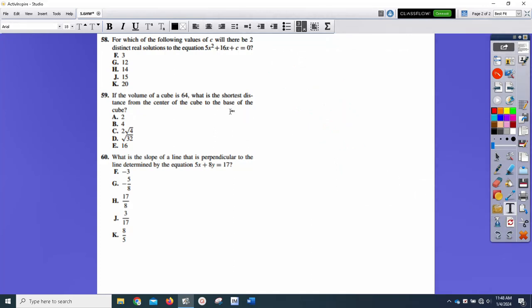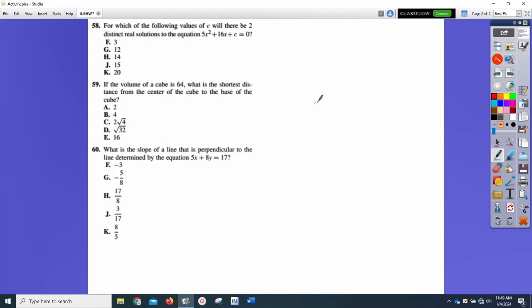All right, moving on to 59. If the volume of a cube is 64, what is the shortest distance from the center of the cube to the base of the cube? So I'm going to draw a cube. I've got some funny looking answers here, but I'm going to draw a cube. Now, if I have a volume of a cube, and I know that the volume of a cube is to take a side and cube it, and I know the volume is 64, then each side length has to be 4. This thing is 4 wide, 4 long, 4 tall. They're all sides of 4.